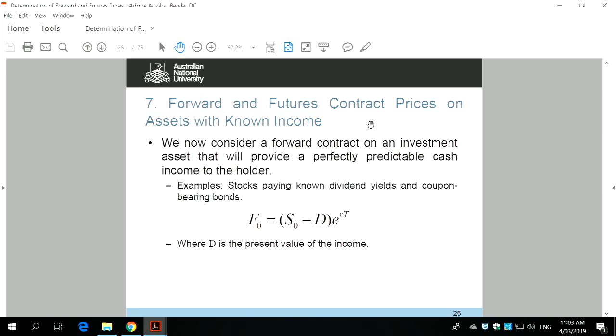All right? And here is another twist. If your forward or futures contract is written on an investment asset, such as a stock, and if the stock is paying a known dividend, then in order to price the forward or future contract on that stock, you have to strip away the dividend from the current stock price. Why do you have to do that? Because, remember from your corporate finance course, the stock price would fall after the ex-dividend day, right?